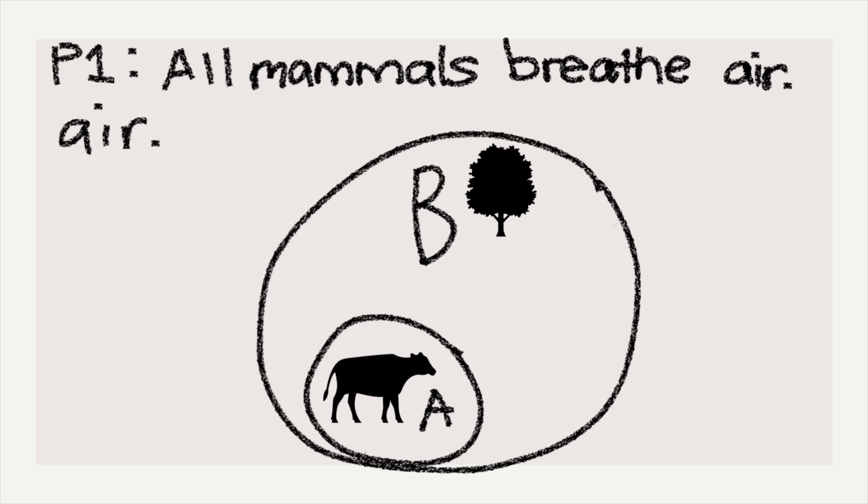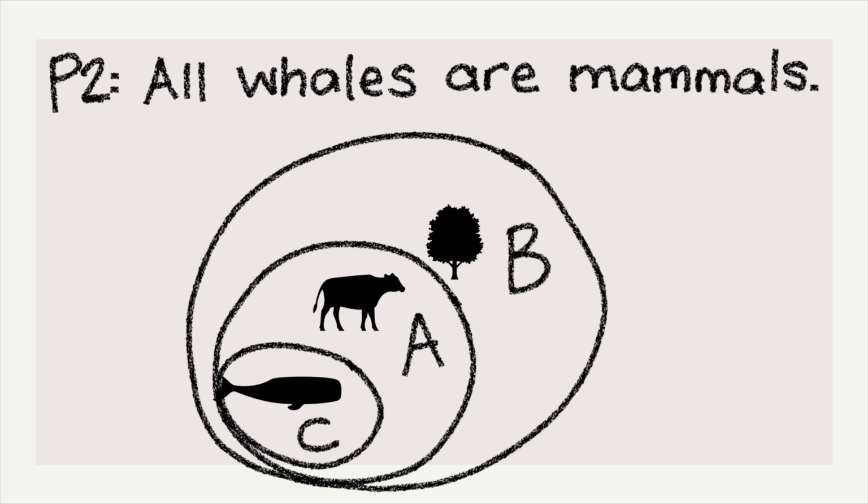If we represent each element with a circle, the first premise looks like this. In other words, all mammals breathe air, so A is constrained within B. The second premise tells us that all whales are mammals. Therefore, the circle for whales, C, goes inside the circle for mammals, A. Therefore, the entire categorical syllogism can be represented by this diagram.